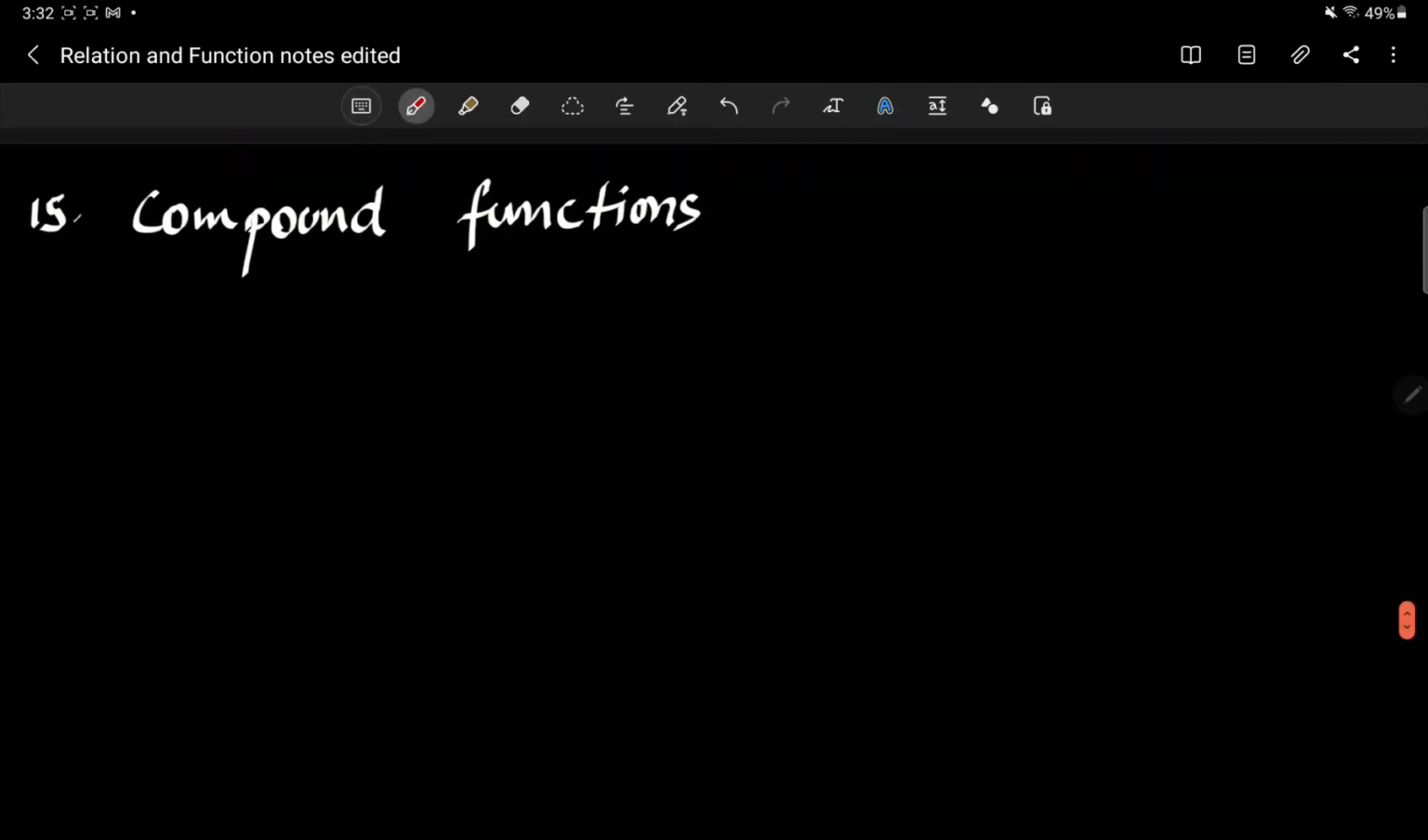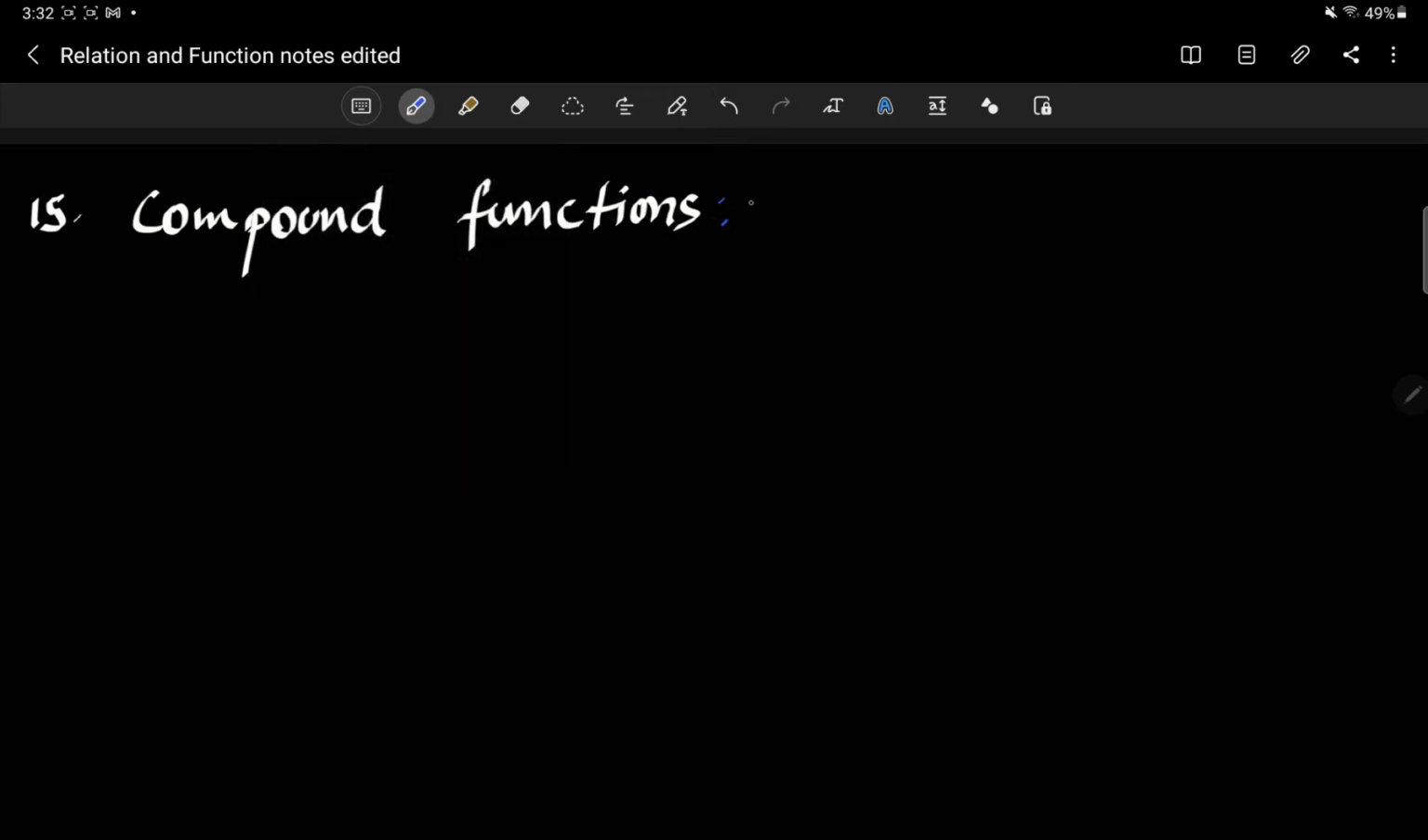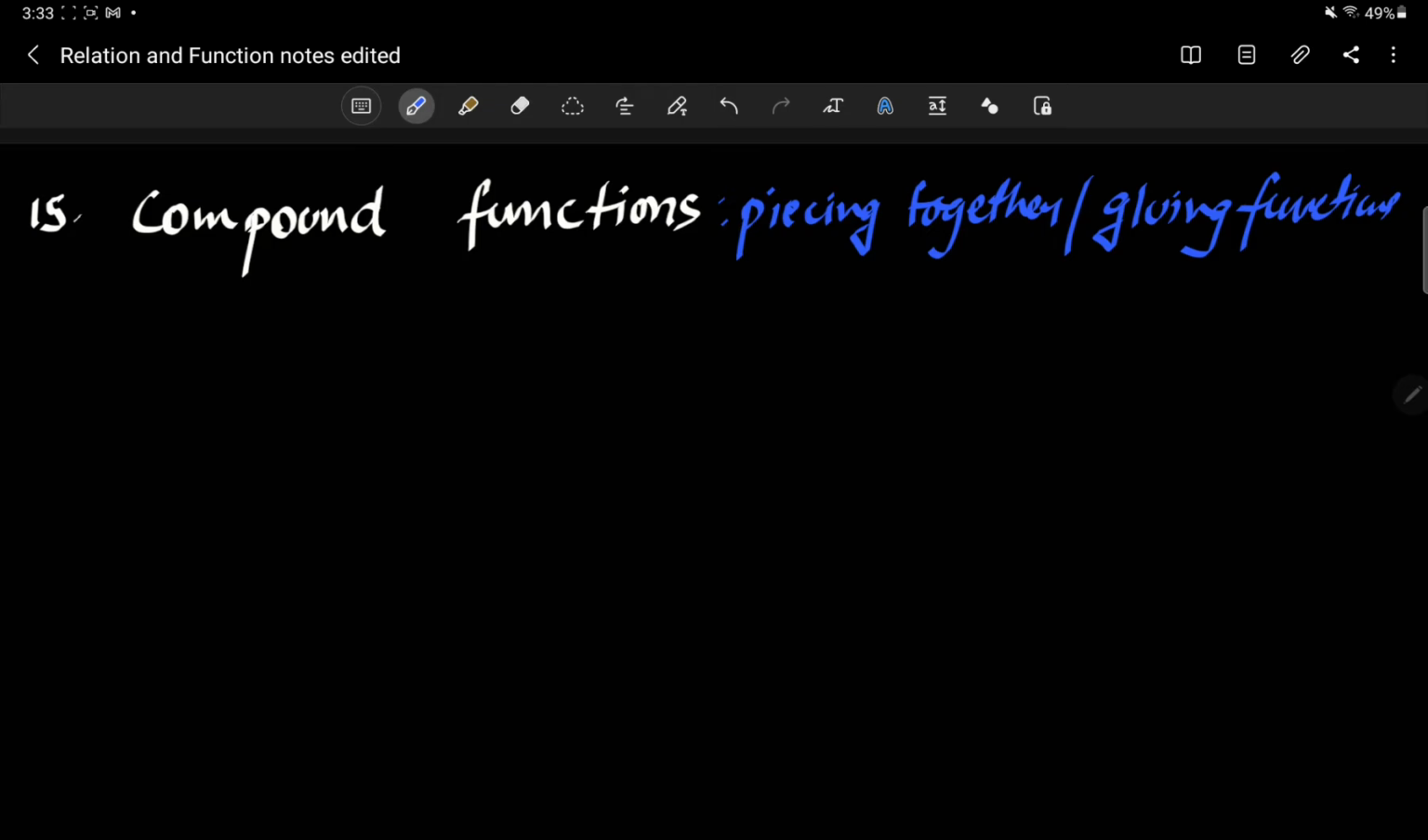Okay, compound functions. These are basically what you can call piecing together or gluing functions. So we glue these functions based on some rules. For example, let's say, simplest example, the way this is written is the same so far, but we use a big curly brace to say that these are two functions being pieced together, right?